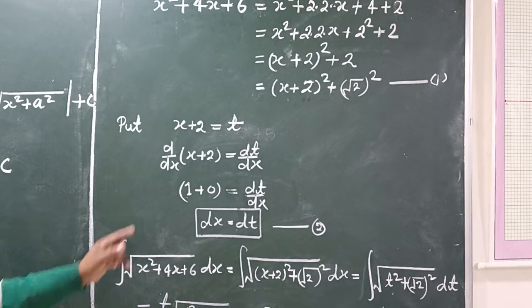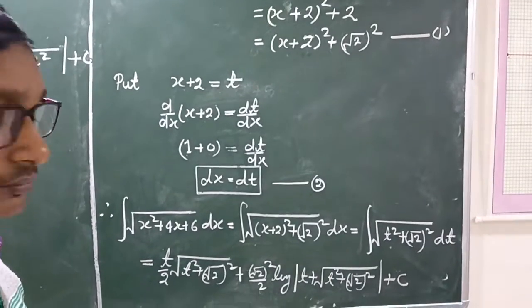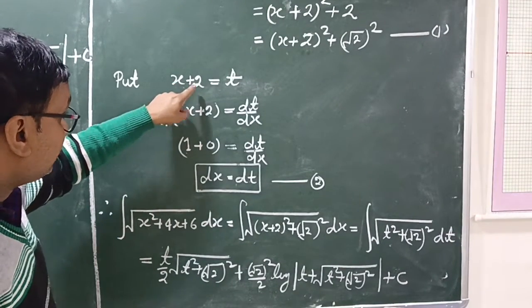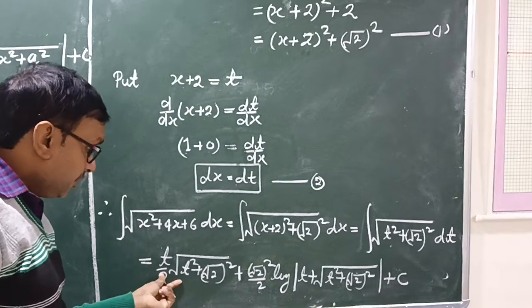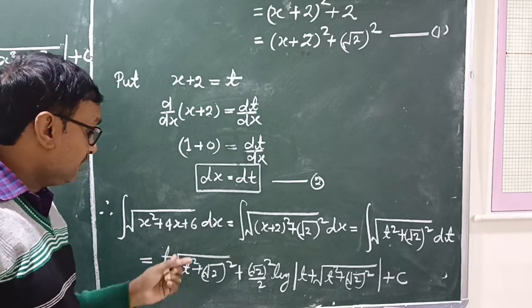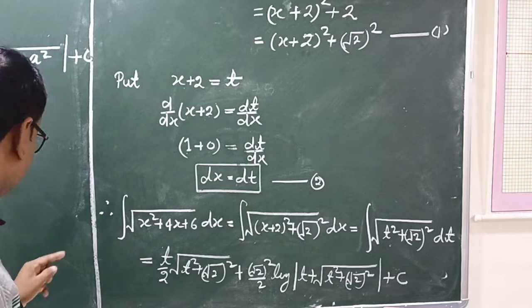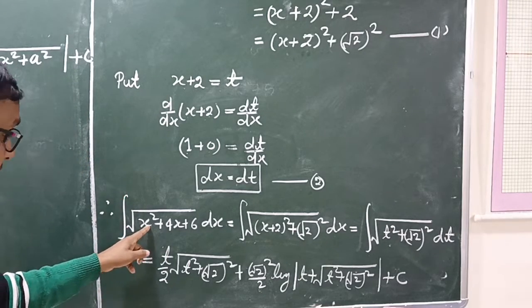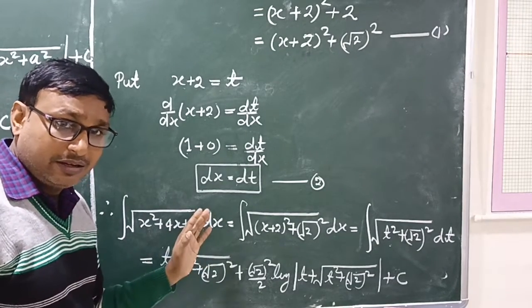Now put back the value of t, that is x plus 2 equal to t, in this. We get the required integration of under root x square plus 4x plus 6 dx. Clear?